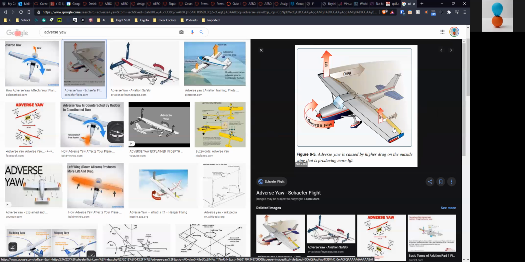But remember that every time we change our lift or create lift at all, we change our drag. So the wings were creating drag before, but now that we've made the lift asymmetrical, the drag is also asymmetrical, and there's higher drag on the side that just got more lift, so the side that's going up, but that's the side that we're turning away from.